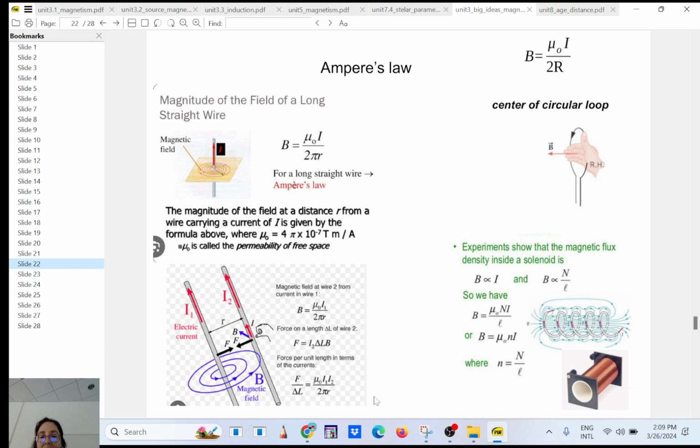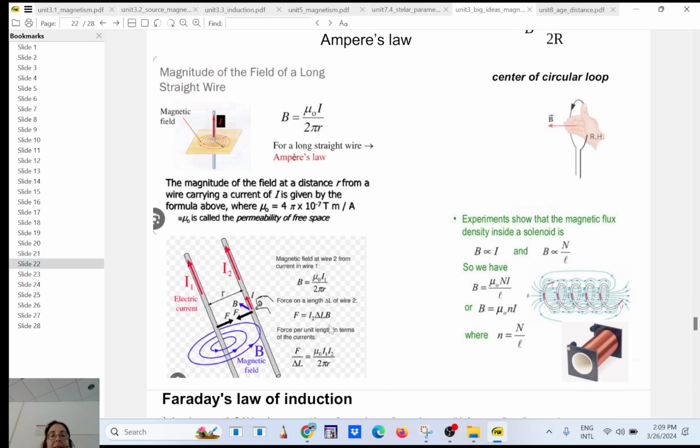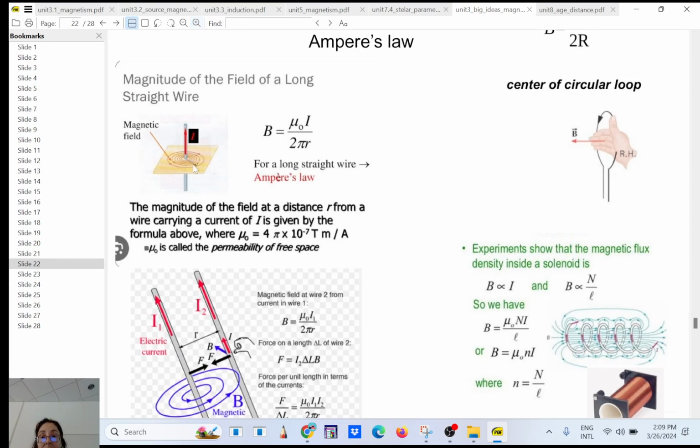Okay, so about Ampere's law. So now I have made this new slide. So you keep track of all the equations. So this is a consequence of what we call Ampere's law. So if you have a straight wire, and of course it's connected to a power supply, so you have current flowing. Okay, so it's charge flowing. You're gonna produce a magnetic field that will circulate around.